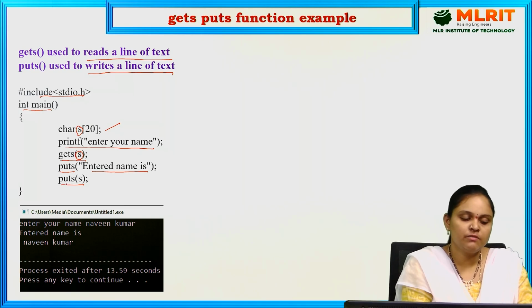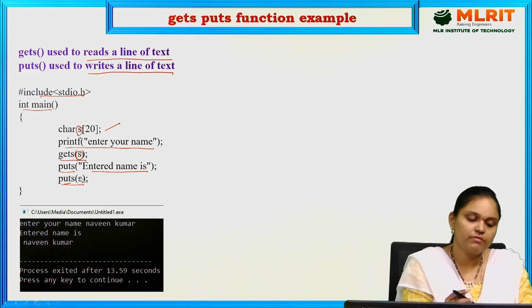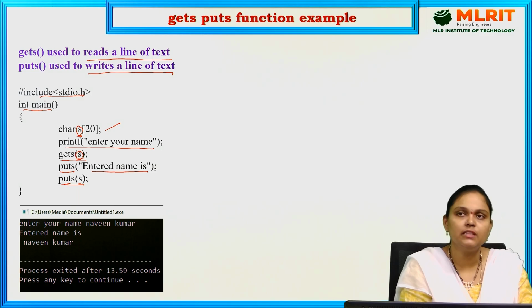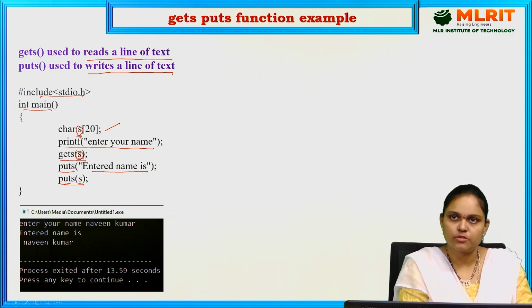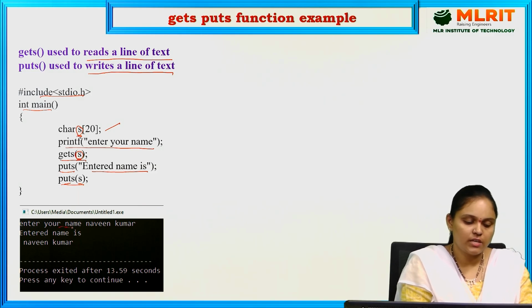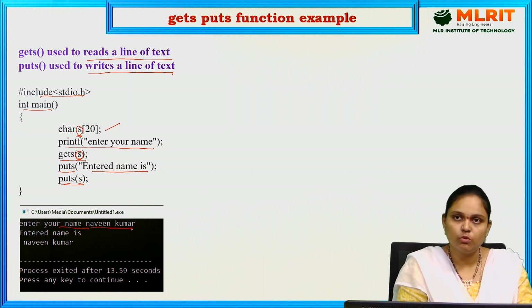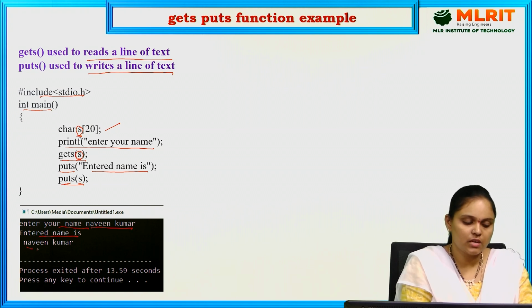That is the reason why in the puts and gets functions we are giving only the name of the string. The name of the string that we have taken is S. So that is the reason why we have placed only S in the gets and puts functions. And the next, here we are asking to enter your name. I have entered Naveen Kumar, and the entered name is Naveen Kumar.